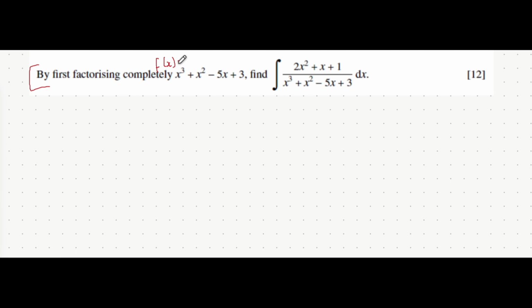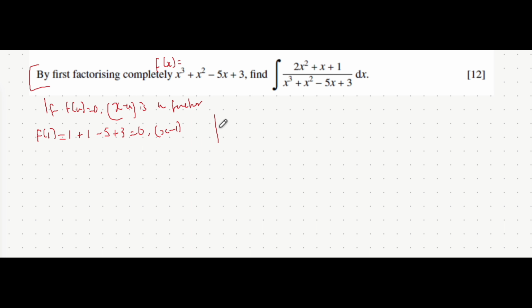We now need to find a root of the function because we know that if f(a) is equal to 0, then x minus a is a factor of the whole cubic. So we need to find a factor somehow. You always substitute in values between -5 and +5. We can start at 0, so 0 plus 0 minus 0 plus 3 is not 0, so that's not a factor. What about 1? So f(1) is equal to 1 cubed, which is 1, plus 1 squared, which is 1, minus 5 times 1 plus 3, which ends up equaling 0. So that means that x minus 1 is a factor of this whole cubic.